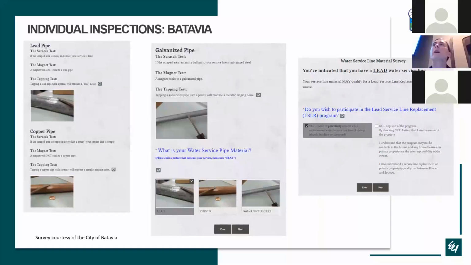Not only does this survey capture the type of material, but the city also uses this as an opportunity to gather other information, such as where the service is located and information about the house. So does the house have a basement or is it on a slab? This is good information that's not necessarily required for the inventory, but really helpful down the line as the contractor and engineers start working towards those replacements.